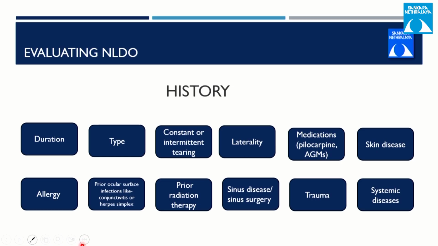We should ask the duration of the symptoms, the type, constant or intermittent tearing, the laterality, any medications used, any skin disease, allergies or any prior ocular infections like conjunctivitis or herpes, or prior radiation therapy, sinus disease or sinus surgery, trauma or any other systemic disease.